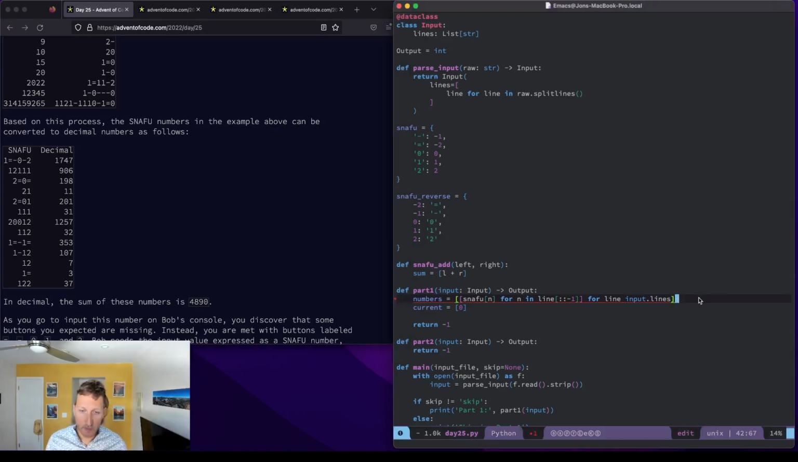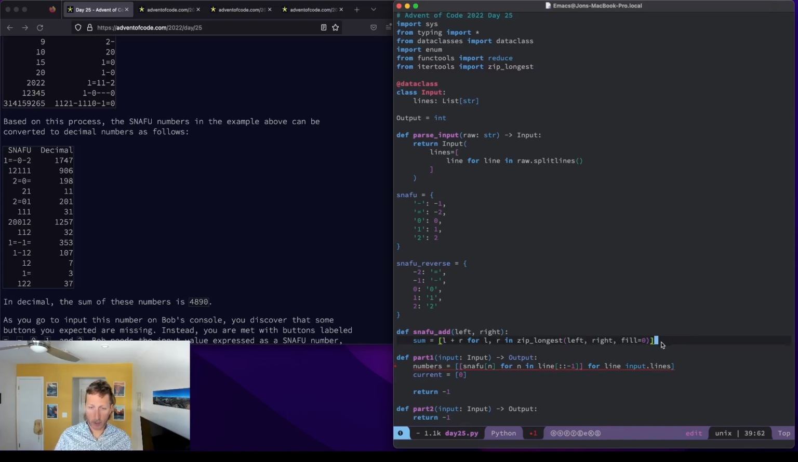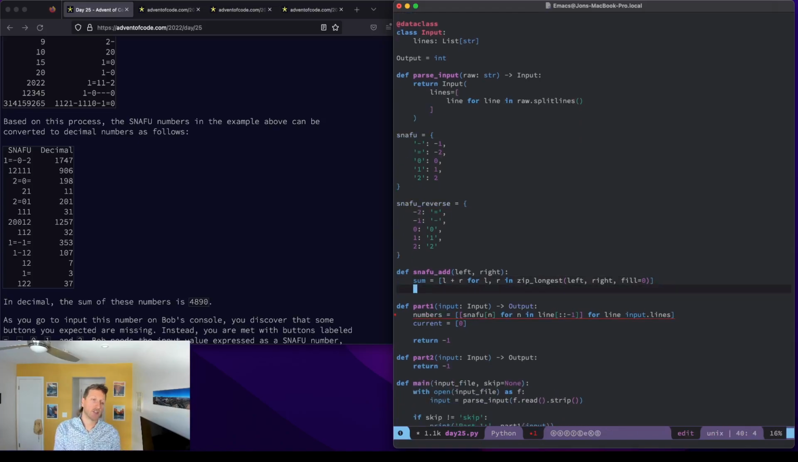Okay. When you add a left and a right, you do L plus R for L, R in zip_longest(left, right, fillvalue=0). Okay. And if any of those sums is below -2, then you reverse it, you add 5 and you carry a -1. If they're above 2, then you subtract 5 and you carry a +1.